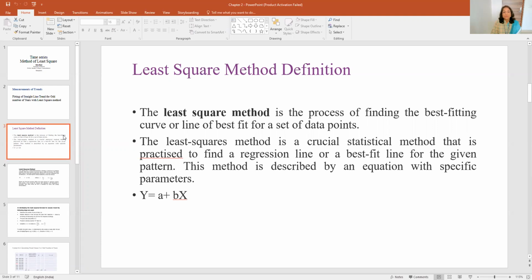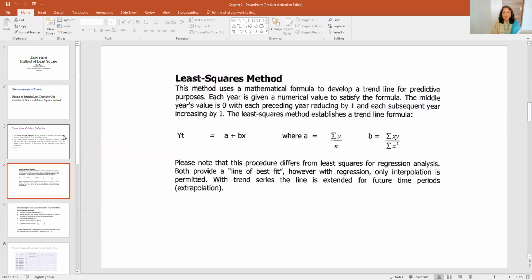The equation is y equal to a plus bx, where a and b are the constants. This method uses a mathematical formula to develop a trend line for predictive purposes. Here, a will be calculated as summation of y divided by n, and b will be calculated with the mathematical formula, that is, summation of x into y divided by summation of x square.